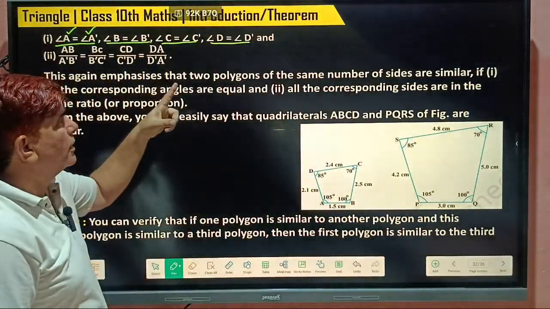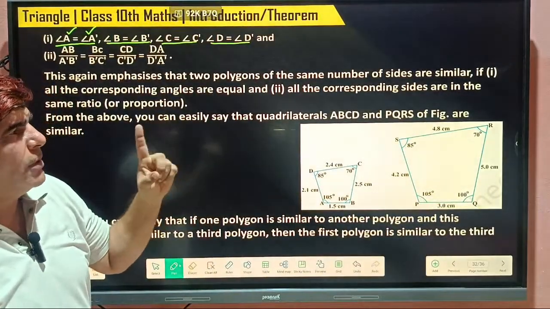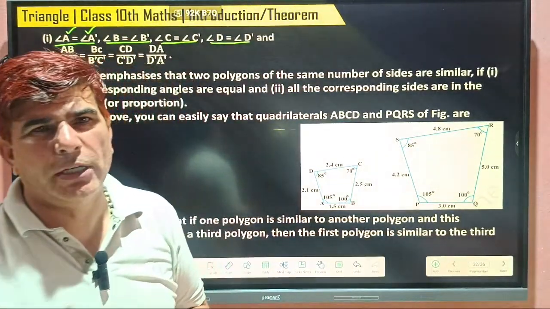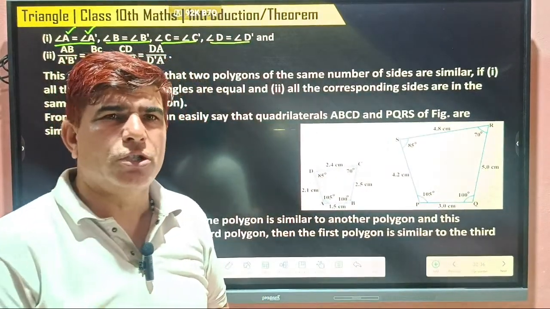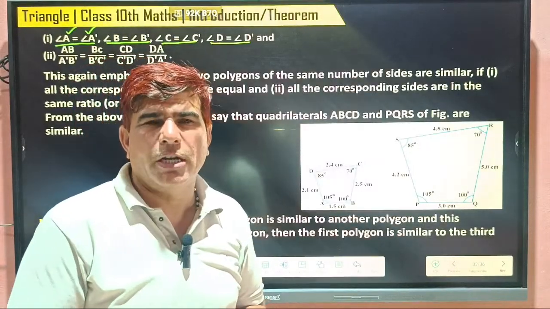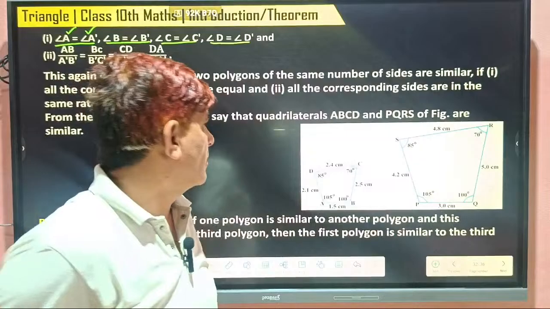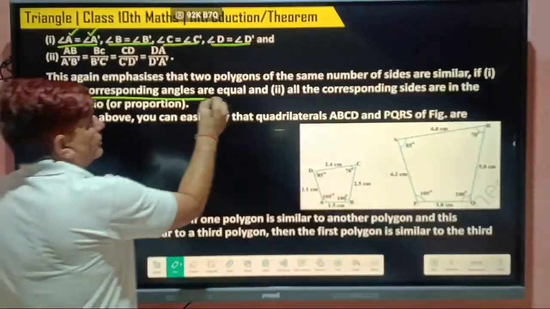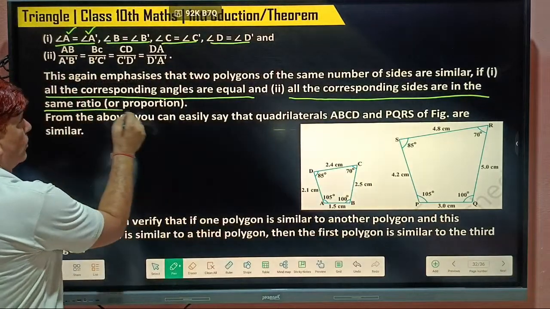So this again means that two polygons with the same number of sides are similar if their corresponding angles are equal and corresponding sides are in the same ratio. If not using correspondence, we cannot say they are similar or not. But if their corresponding side ratios are the same and corresponding angles are equal, then 100% we can say they are similar. So all the corresponding angles are equal, all the corresponding sides are in the same ratio, proportion.